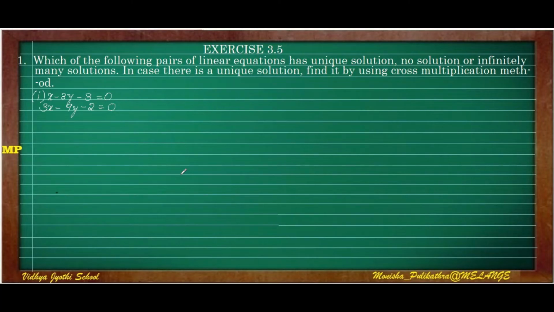Moving on to the first question of exercise 3.5. First we have to solve the given pair of linear equations. Here there are three kinds of outcomes. First is a unique solution. A unique solution is obtained only when the two equations are intersecting. And parallel means no solution.